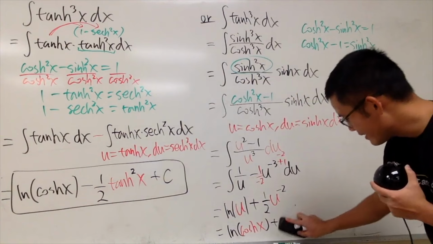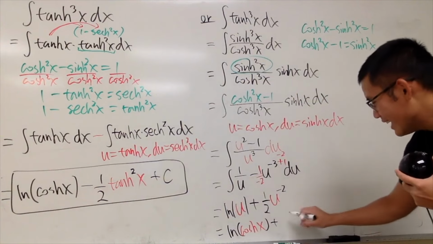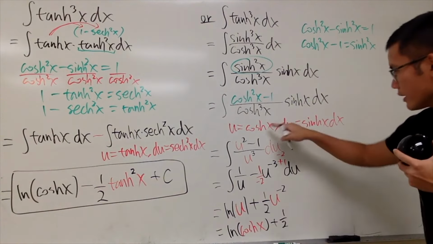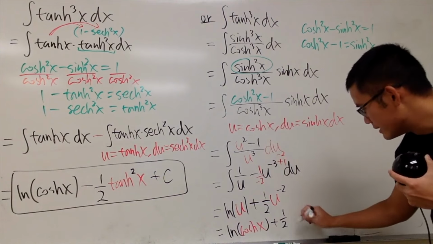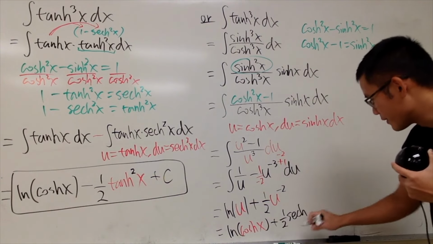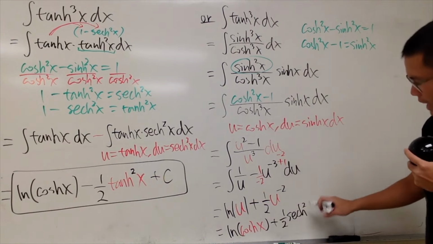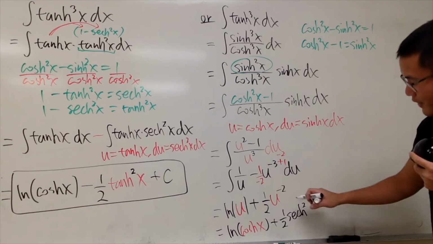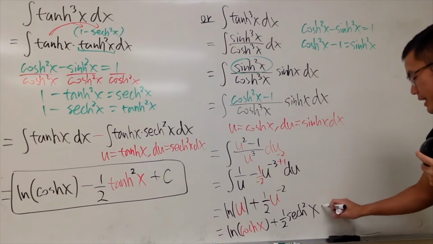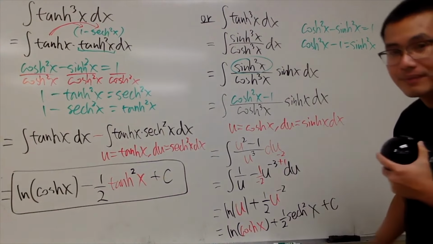And if you would like, you see 1 over cosh squared is the same as the secant, the hyperbolic version, so you can write this down as 1/2, again, 1 over the cosh is the hyperbolic secant, so secant squared x, like this. And then in the end, we're done, plus c.